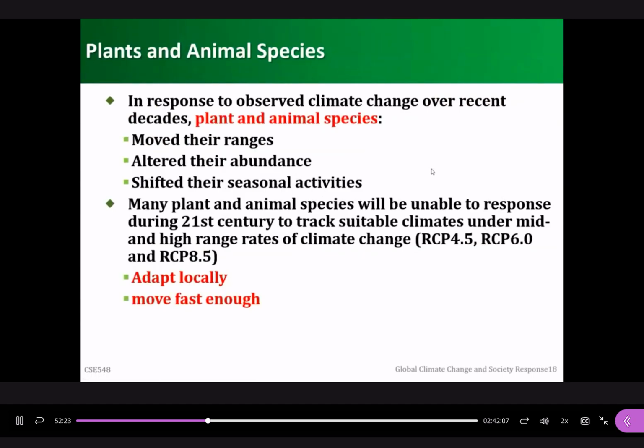Here is how animal species respond to climate change. They have to move their ranges, alter their abundance, and shift their seasonal activities. For the first one, moving their ranges, can you imagine what the meaning of this sentence is? Because of global warming, they have to move their ranges. Is there any reason, and what is the underlying logic about this part? Okay, you can just give a thought to it.